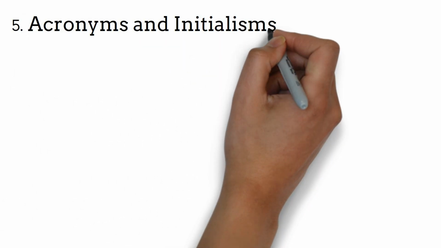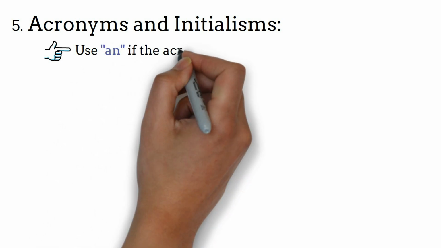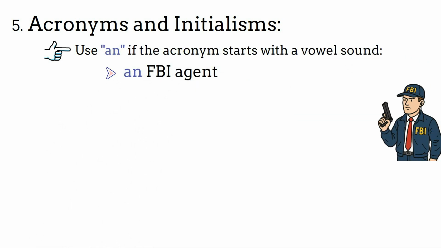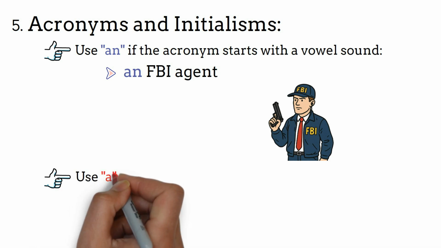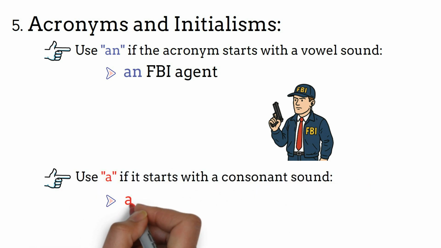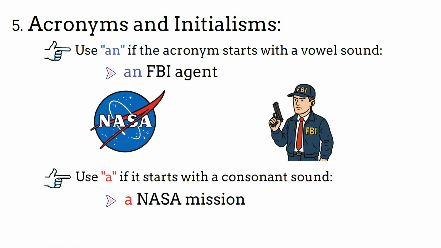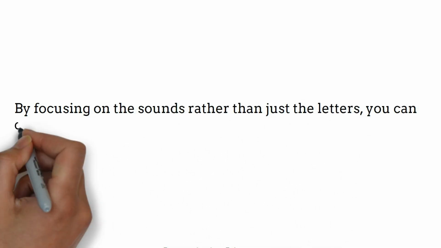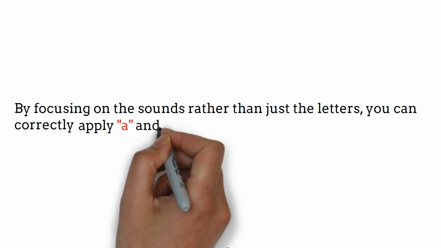Acronyms and initialisms. Use an if the acronym starts with a vowel sound: an FBI agent. Use a if it starts with a consonant sound: a NASA mission. By focusing on the sounds rather than just letters, you can correctly apply a and an in your writing and speech.